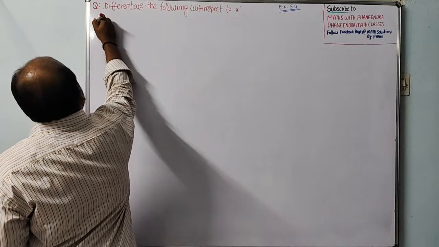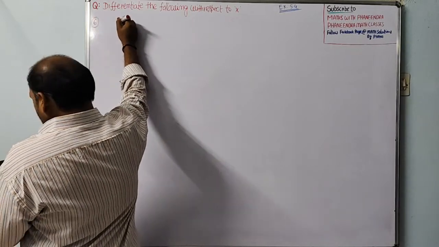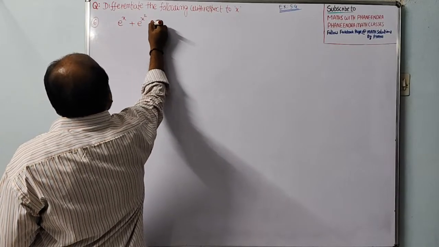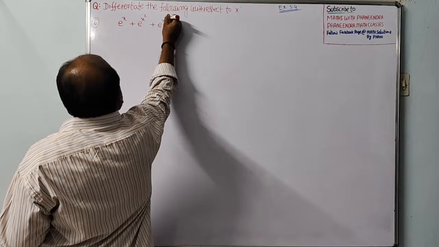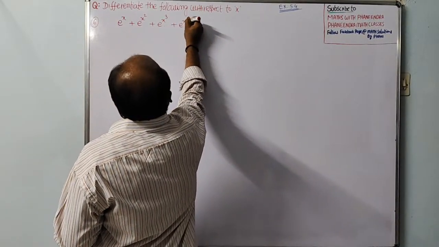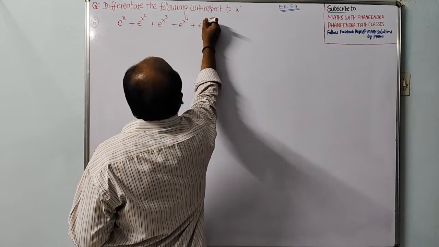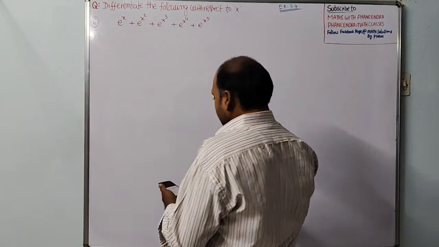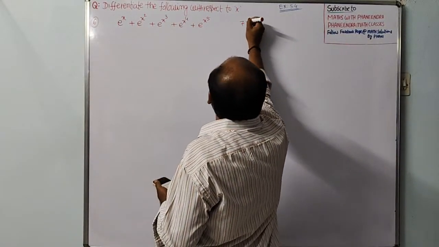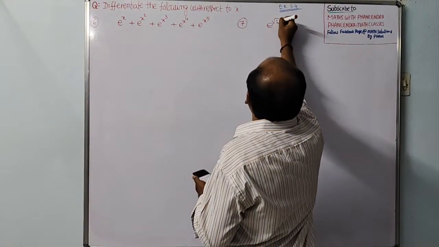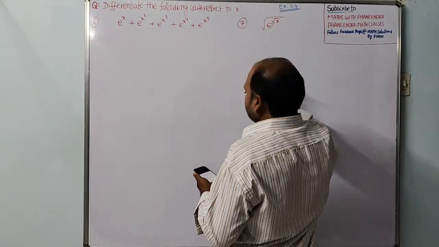Next question number 6. E power x plus e power x square plus e power x cube plus e power x power 4 plus e power x power 5. For this we have to find the derivative. Next question number 7. E power root x, for that root x.